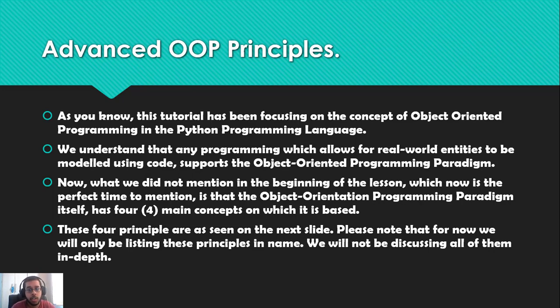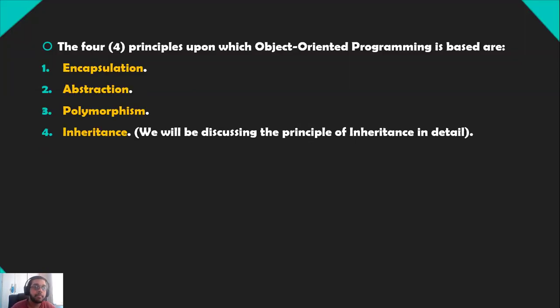Please note that for now, we will only be listing these principles in name. We will not be discussing all of them in depth. The four principles upon which object-oriented programming is based are: number one, encapsulation; number two, abstraction; number three, polymorphism; number four, inheritance. We will be discussing the principle of inheritance in detail.